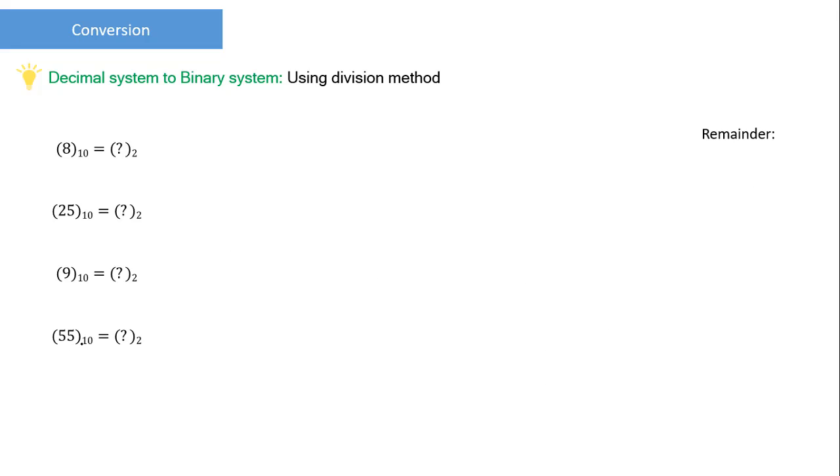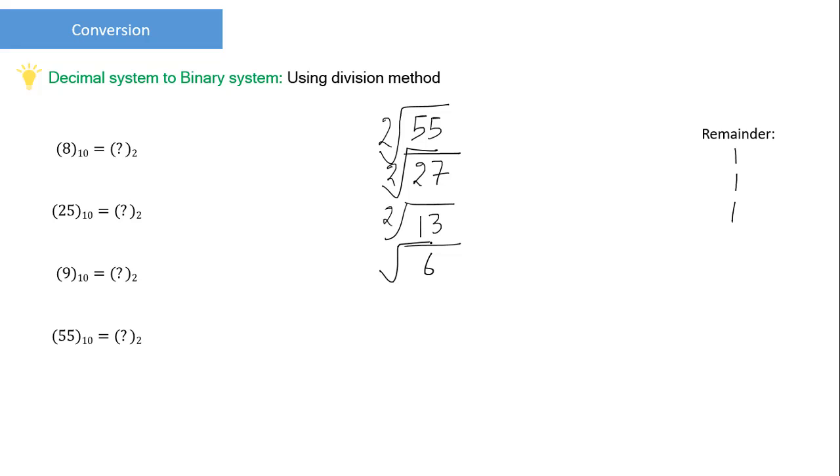Next question is 55. Since the number is big, we'll have a bigger calculation. So the table will be very long. 55 divided by 2, it will be 27. Since 55 is an odd number, remainder would be 1. I again divide 27 by 2. I will get 13. Since this is an odd number, remainder would be 1. This would be 6. Since 13 is an odd number, remainder would be 1. I divide 6 by 2. I get quotient as 3.